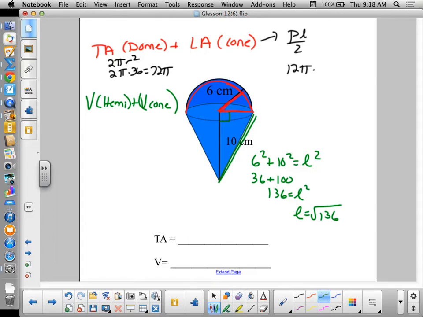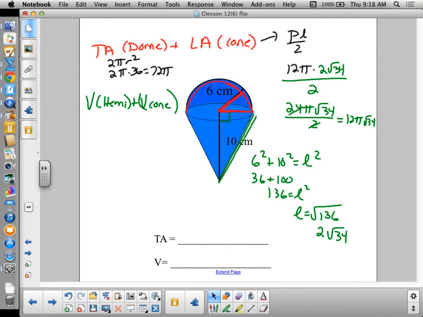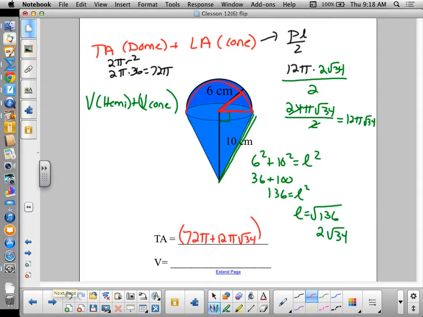What's that? I can simplify that. That is 2 root 34. So my slant height is 2 root 34. I'm going to multiply that by 12 pi and divide by 2, so that's 24 pi root 34 over 2, but that reduces to 12 pi root 34. Not pretty, but it gets it done. So my total area here would be 72 pi plus 12 pi root 34 centimeters squared.